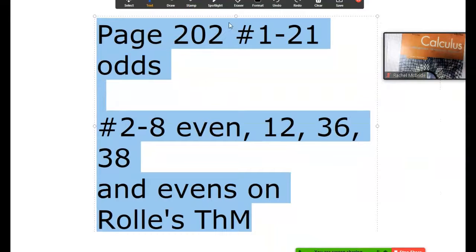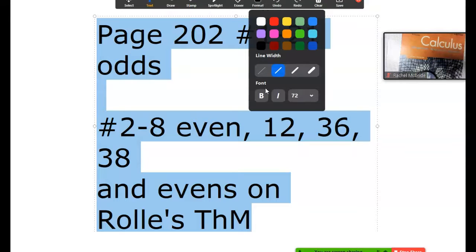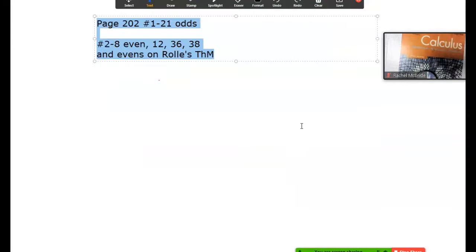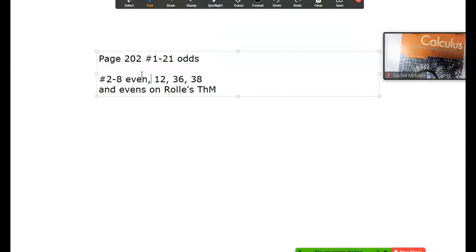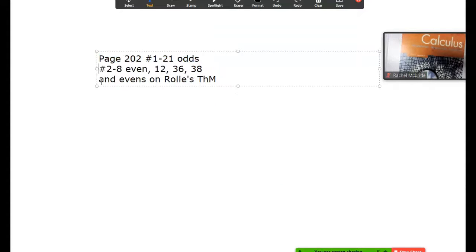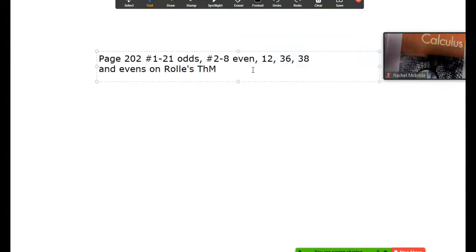And like I said, a majority of that should be done because that was our homework from the other night. And this is exactly what I'm going to type and put on Fusion in case you need that too.